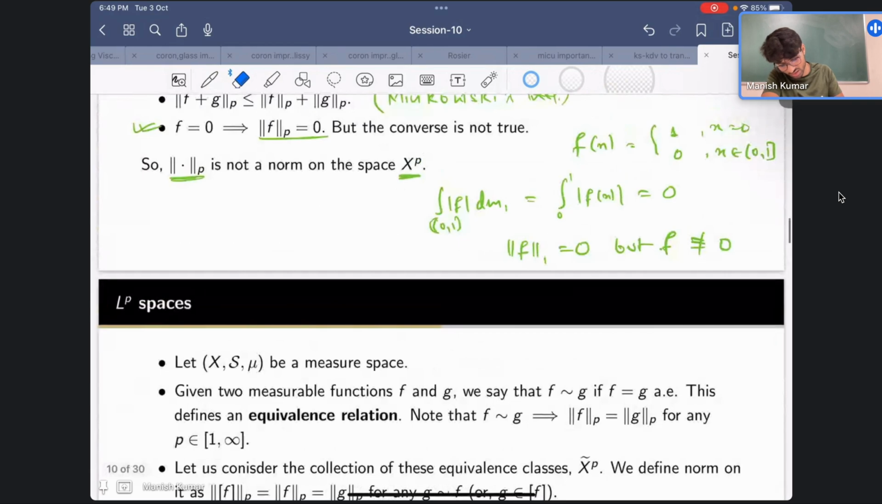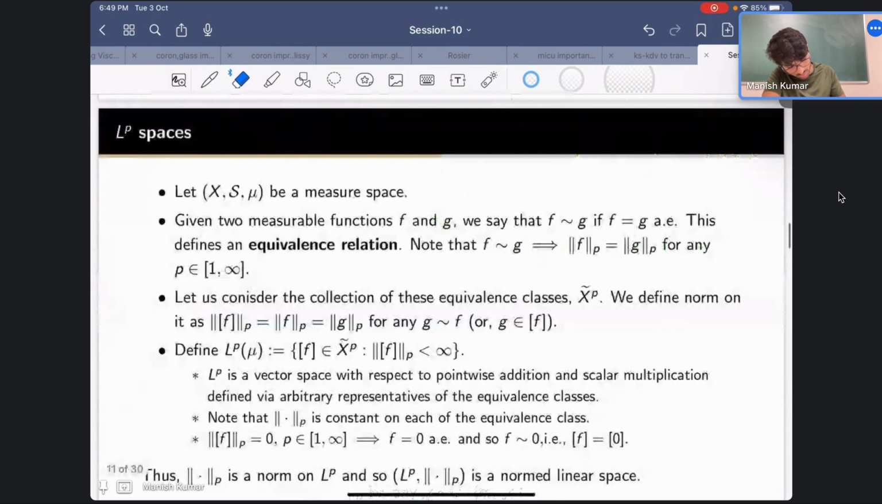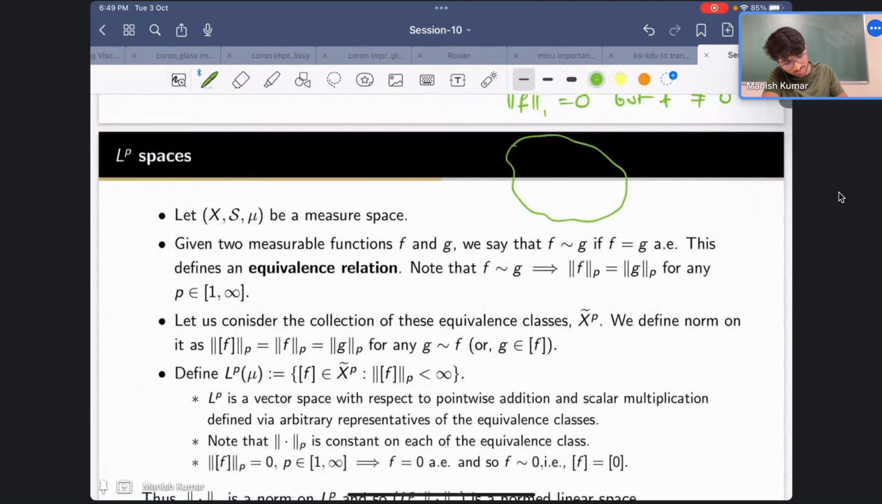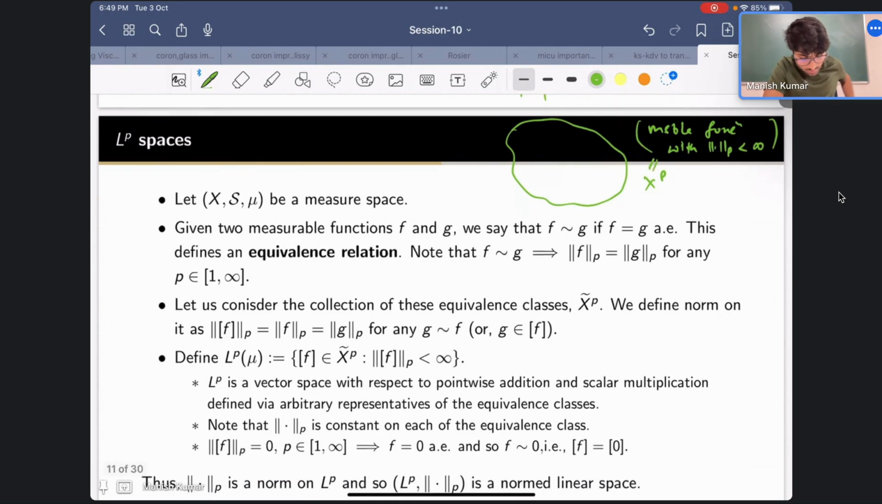So suppose this is your Xp. Okay, let me write it somewhere here. So suppose this is your Xp. Now let us define an equivalence relation on this Xp. So Xp is measurable functions with this p finite. Okay, so this is what Xp is. Now let us define some equivalence relation. So we say f is related to g if they are almost everywhere equivalent.